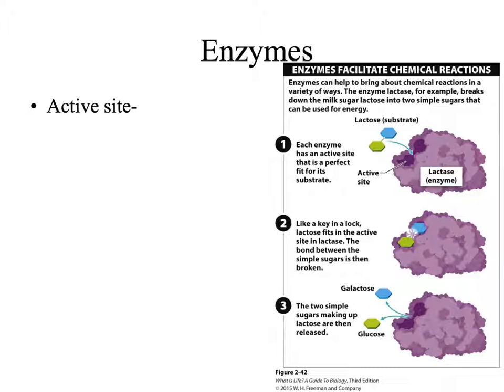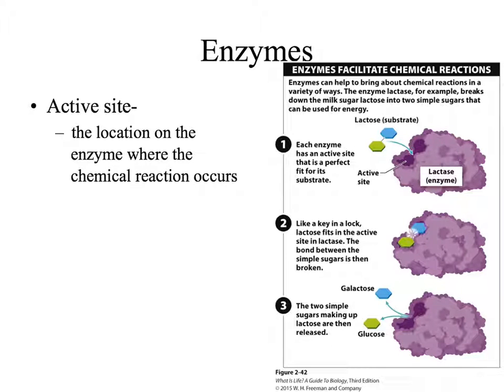Every enzyme, because it's a protein, has several levels of structure. The tertiary or quaternary structure gives this enzyme a complex shape with many nooks and crannies. One of those nooks is called the active site. This is the location on the enzyme where the chemical reaction occurs.